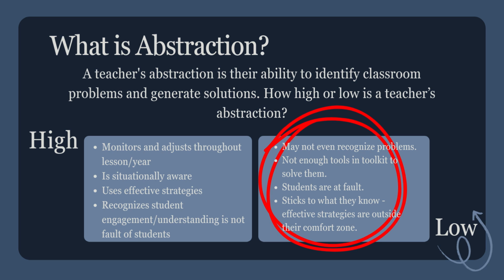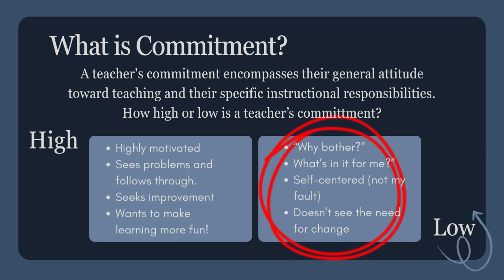So let's think about her commitment level. Well, she's like, I don't really see the need for change. She's not really motivated. She's like, well, it's not my fault. It's the kid's fault. Why bother? I think she even says, why bother at one point. She doesn't really see the need for change. It's just kind of, it is what it is. It's her really general attitude.